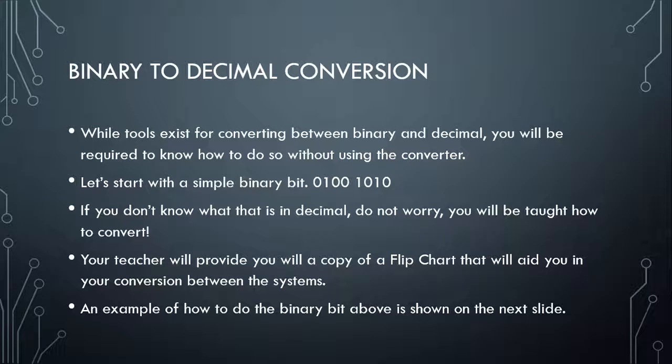So let's start here with a simple binary bit. Here I have 0, 1, 0, 0, 1, 0, 1, 0. Now, if you don't know what that is in decimal, do not worry. You will be taught how to convert. Some of you might say, well, I know what that is. That's this number right here. Don't worry about it. We're going to get everybody on the same page. Now, I'm going to provide you a copy of the flip chart that's going to help you aid in your conversion between the two systems. Now, an example of how to do the binary bit above is starting to be shown on the next slide.